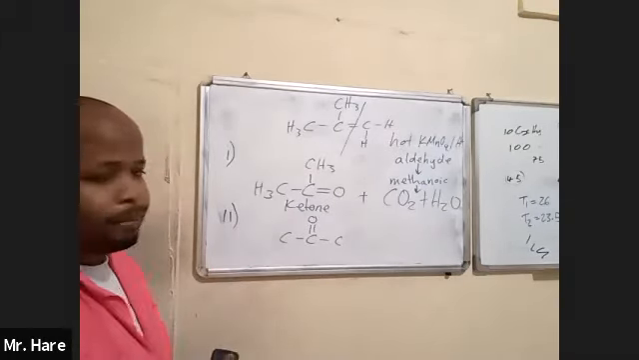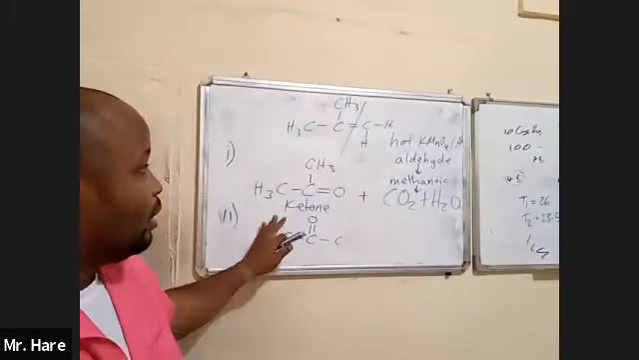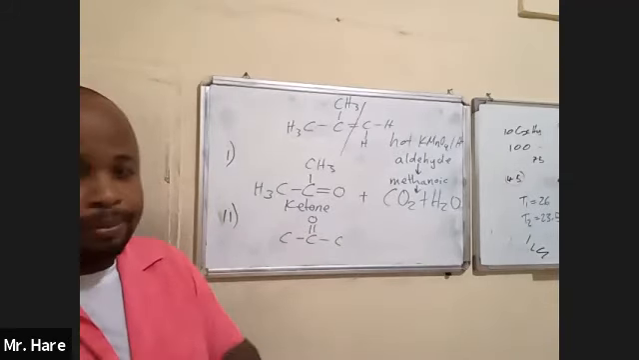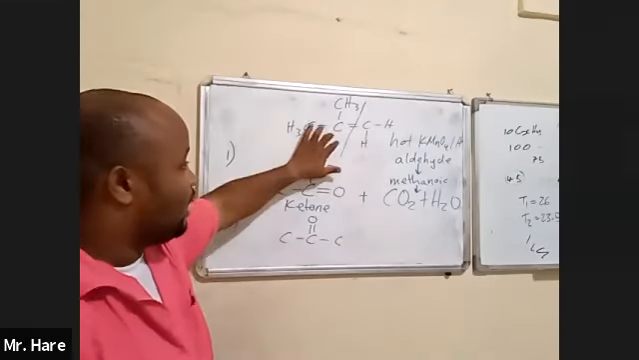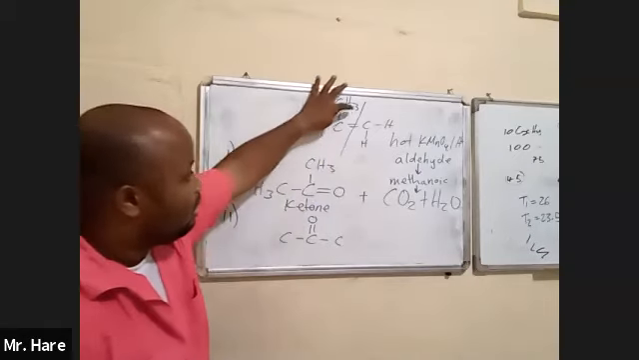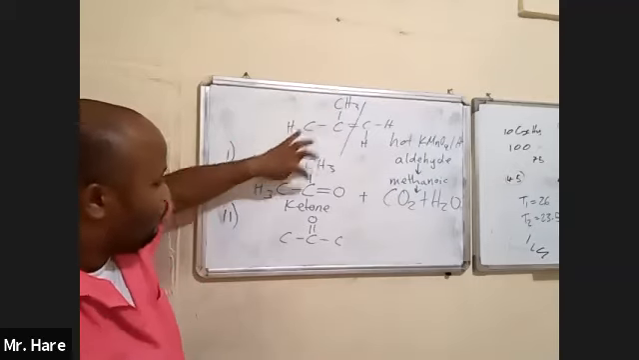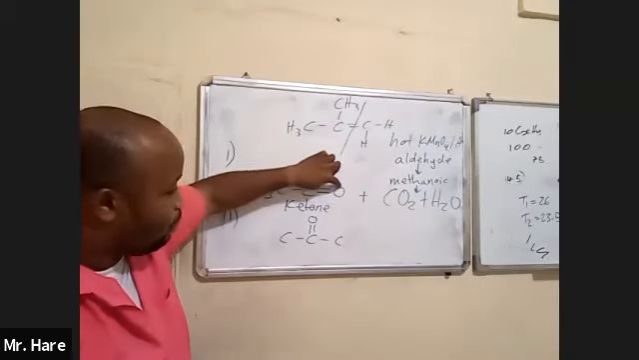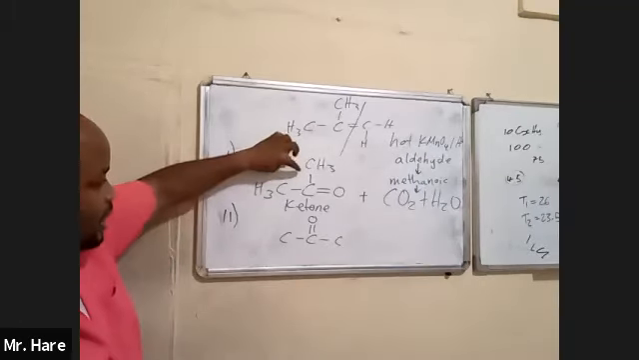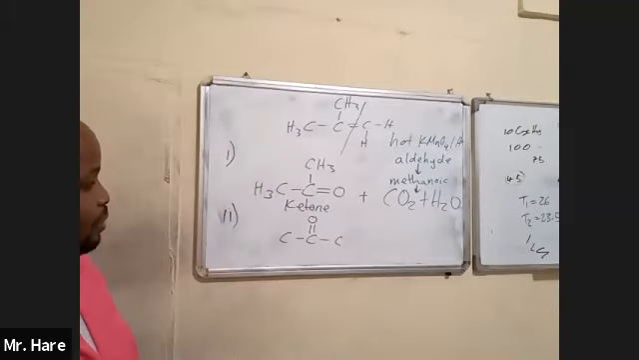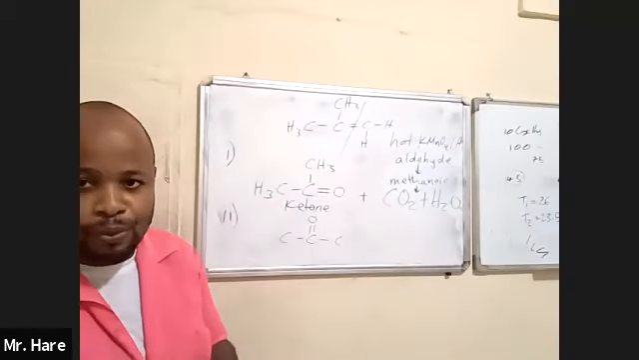When we react hot potassium permanganate with the alkene, you get the ketone plus carbon dioxide plus water. What you get is based on the structure of the alkene. Remember, all we did was cleave the double bond. Each carbon of the double bond, we convert to C double bond O. Everything else remains on it. When you observe this structure, this is a ketone. Nothing else will happen to the ketone. It will just stay as a ketone.